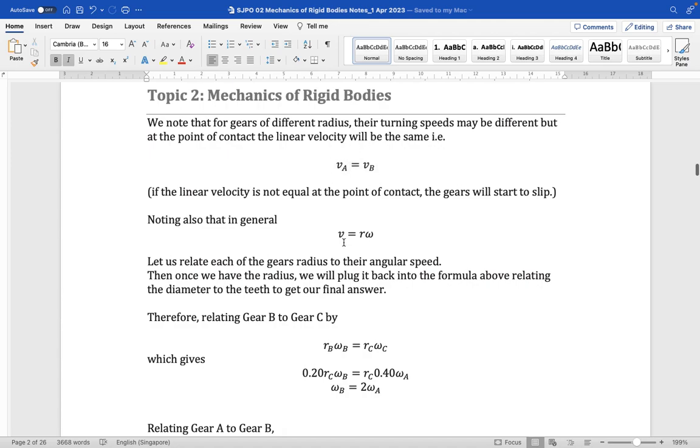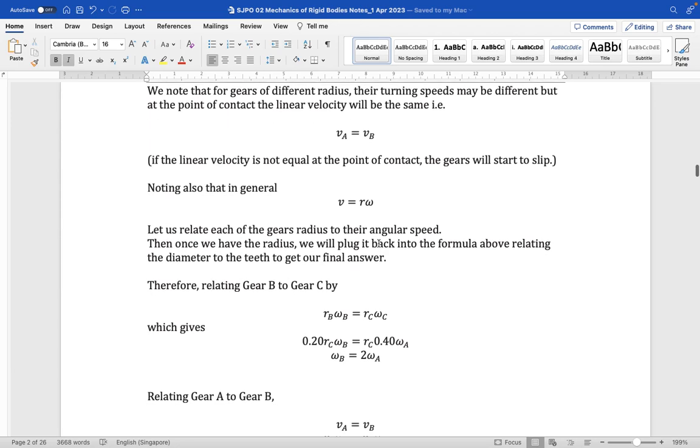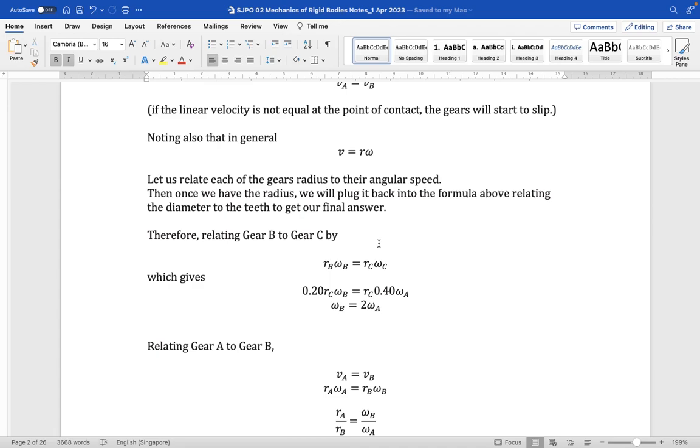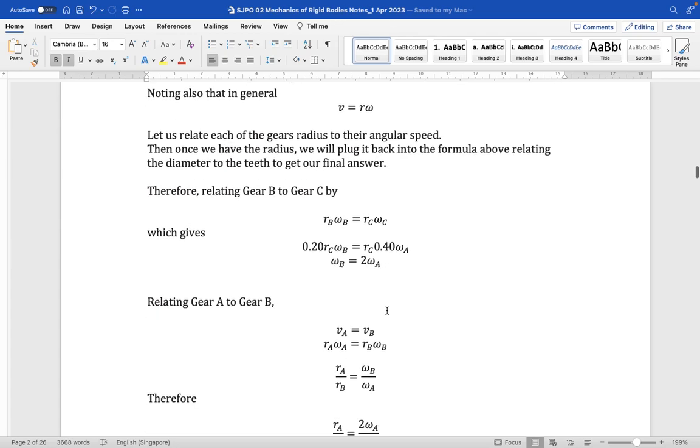And we also know that v equals r omega. So let us try to relate using these quantities. We first relate gear B to gear C by noting that the radius B multiplied by omega B equals rC times omega C. And plugging in the known values, we note that omega B equals 2 times omega A.